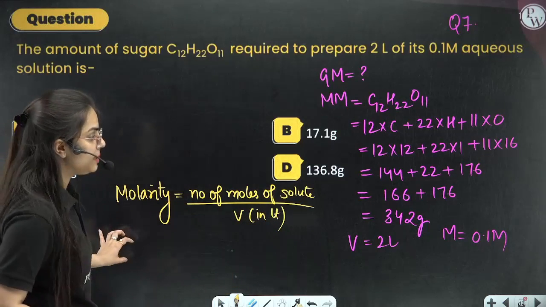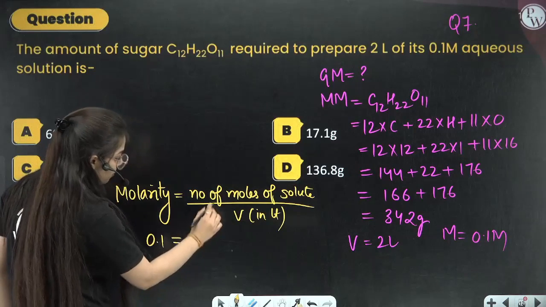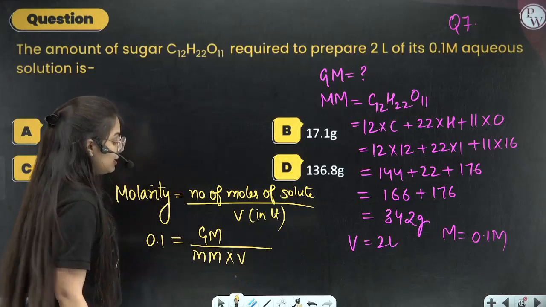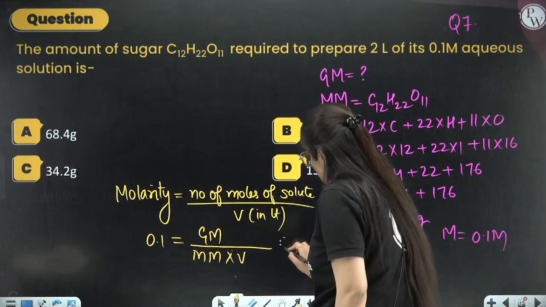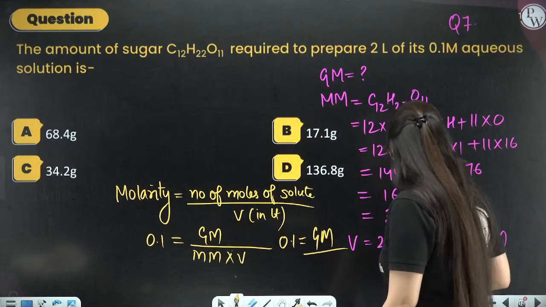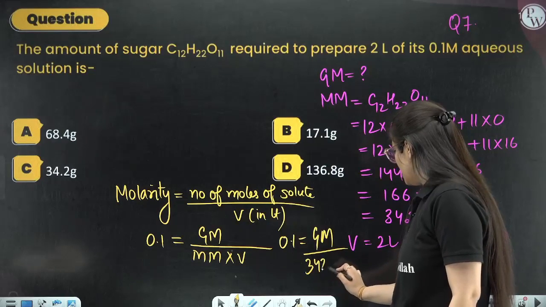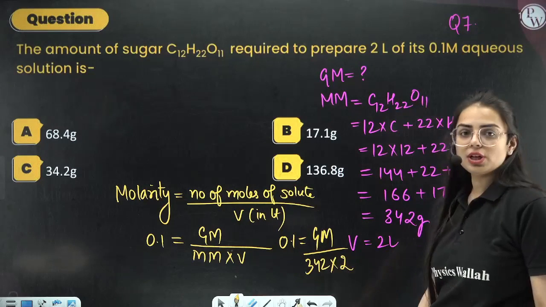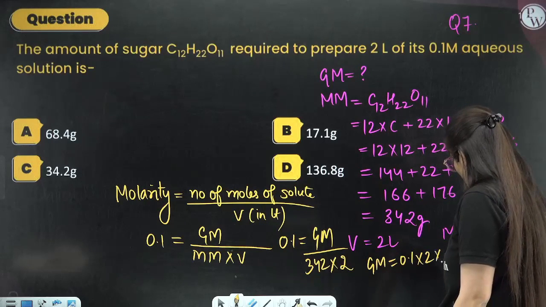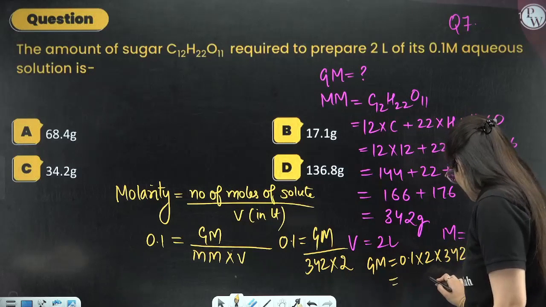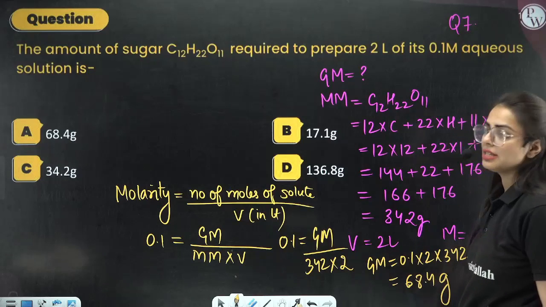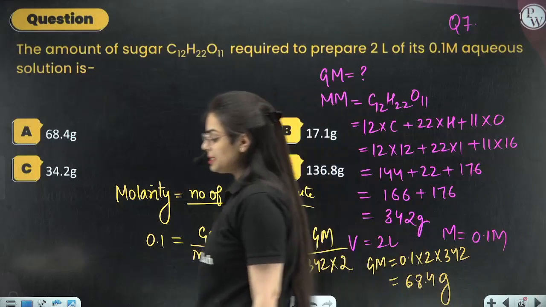Now molarity is being provided to you as 0.1 molar. Number of moles can be written as given mass upon molecular mass into volume. So 0.1 is equivalent to given mass, which you need to calculate, divided by molecular mass, which you have just calculated as 342, into volume, which is 2. Now we shall cross multiply. Given mass comes out to be 0.1 into 2 into 342. Now when I'm multiplying, it's 684, and the decimal is there in 0.1, so it is 68.4 grams. It comes out to be 68.4 grams.